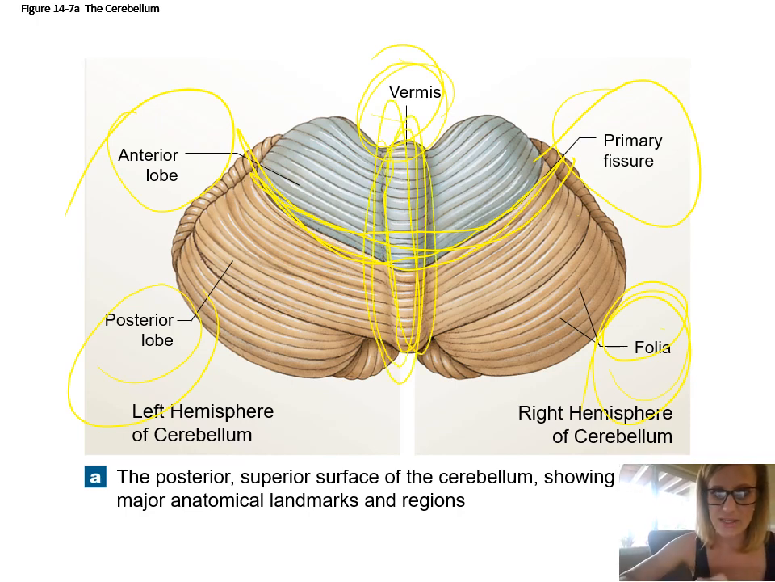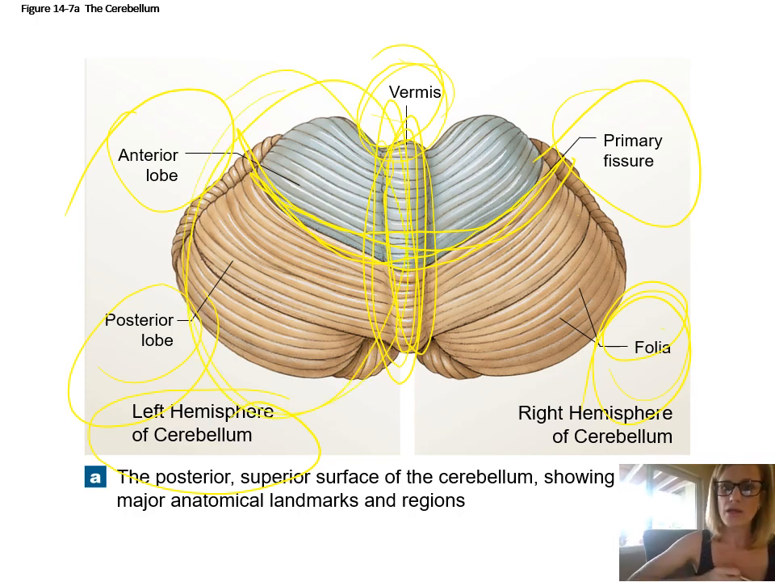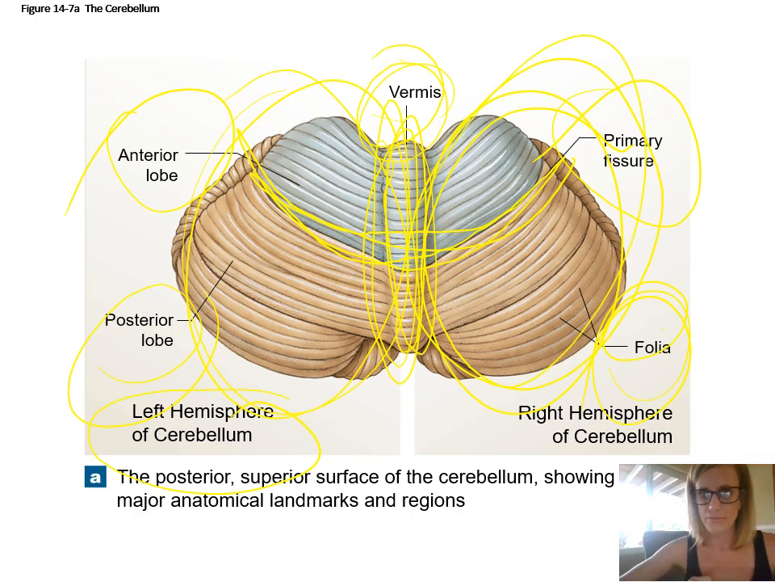going from the front to the back, separating the cerebellum into the two halves or hemispheres. So we have the left cerebellar hemisphere over here, this whole left side, and then the right cerebellar hemisphere is the whole right side. And then again, the vermis just connects them in the center.